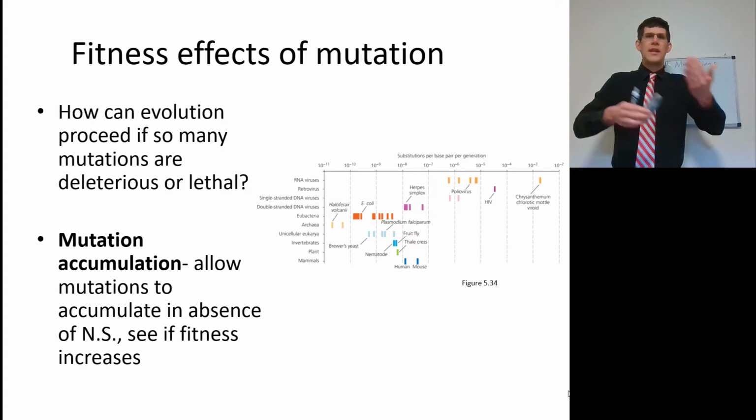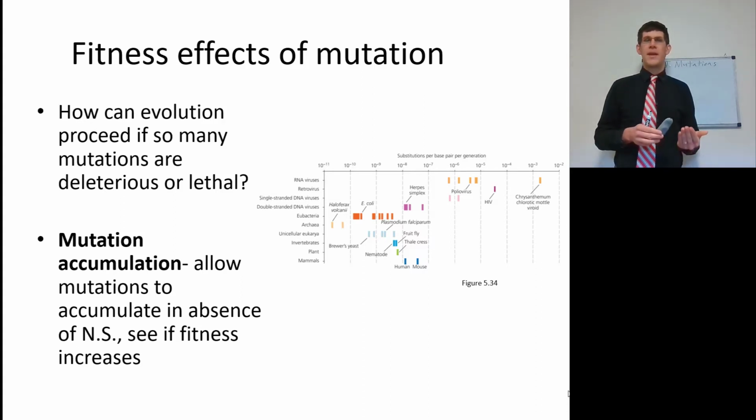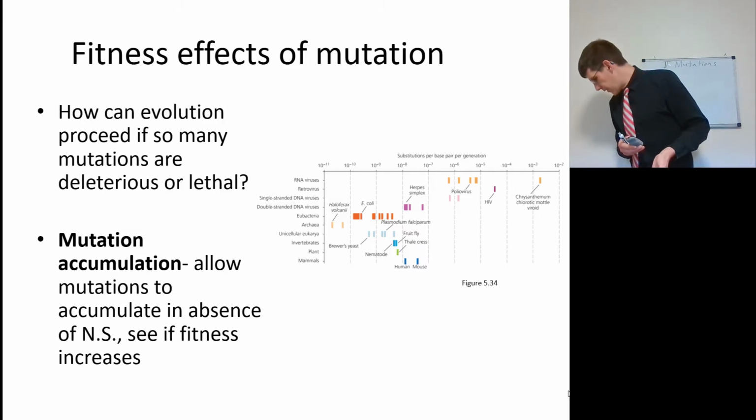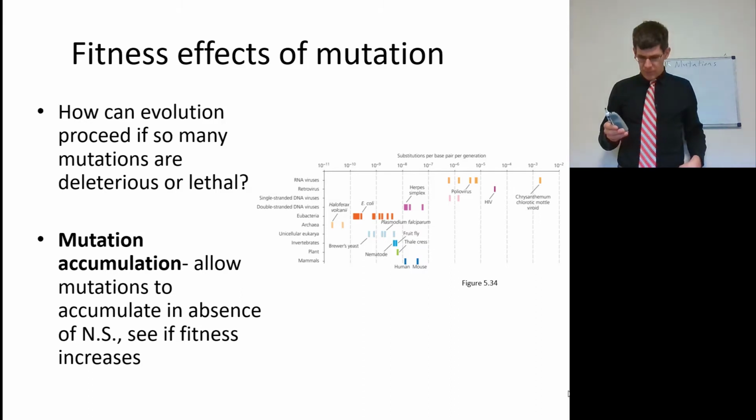Perhaps you can just mutate your way to a better organism if there's no natural selection. Kind of an odd way of doing things. But that's one way of determining also what the rate of mutation would be in the lack of natural selection. So as we see here is a whole bunch of different organisms and how frequently they have mutations. You can see down at the bottom, human and mice have somewhere between 10 to the negative 4 and 10 to the negative 3 substitutions per base per generation.